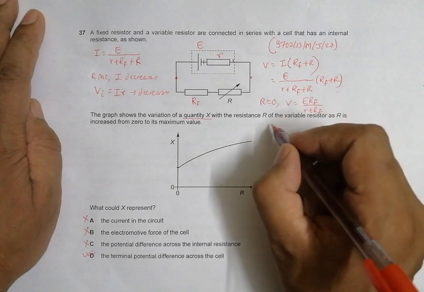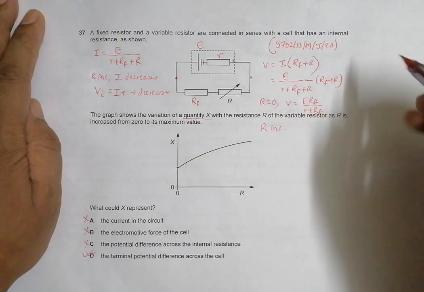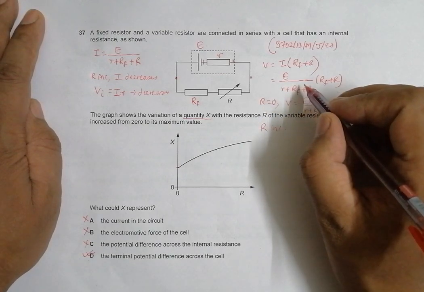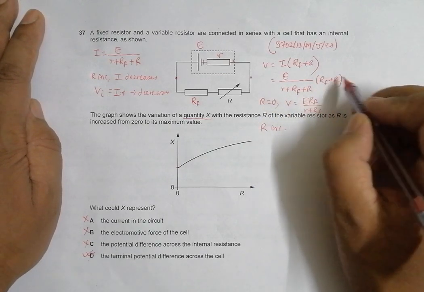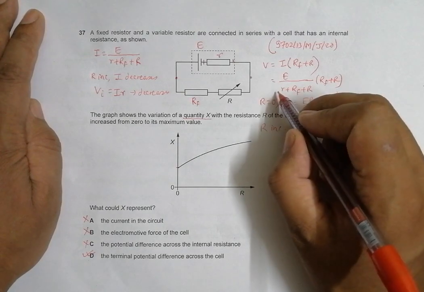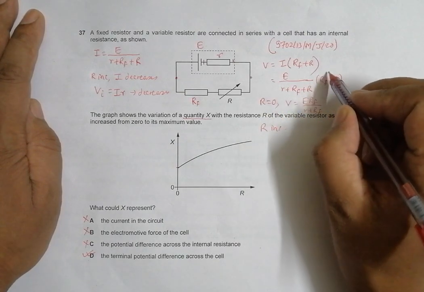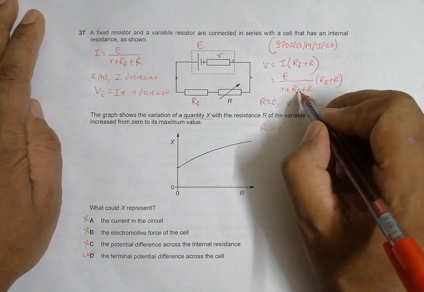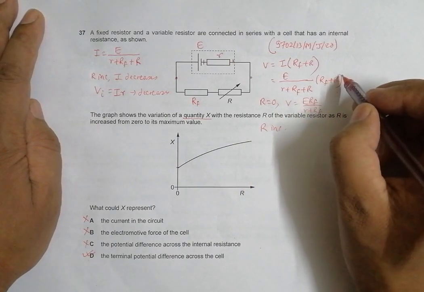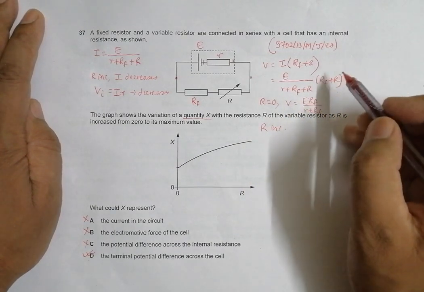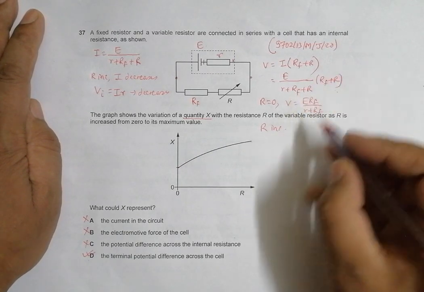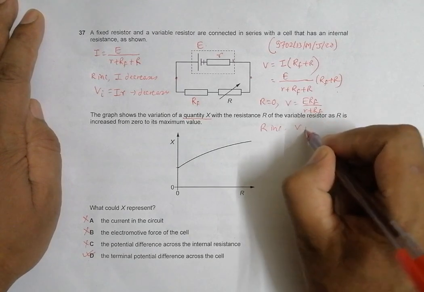And when R increases, the increase of the numerator is more than the increase of the denominator. It is totally RF plus R, so here RF plus R plus something else. That's why the increase of this thing is more than the increase of that thing. In the denominator only some percentage increase, and in the numerator there is a larger percentage increase when R increases. So the numerator becomes bigger and bigger compared to the denominator. That's why when R increases, this V should increase.